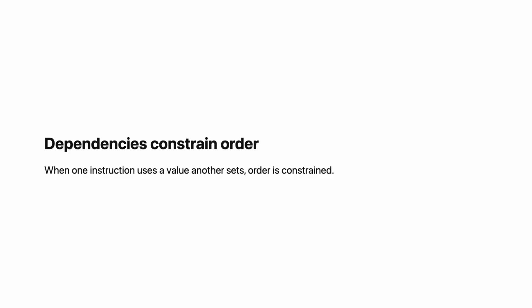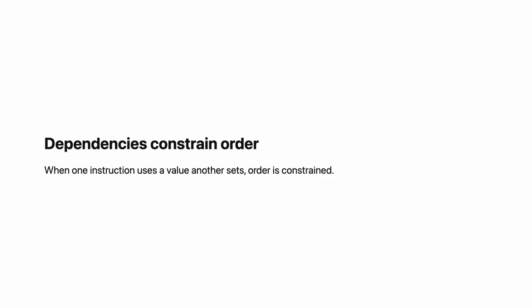This example shows something important: dependencies. Some instructions depend on others. Instruction 2 depends on instruction 1 because it uses the value of x, which instruction 1 sets. Instruction 3 depends on instruction 2 because it uses the value of y, which instruction 2 sets.